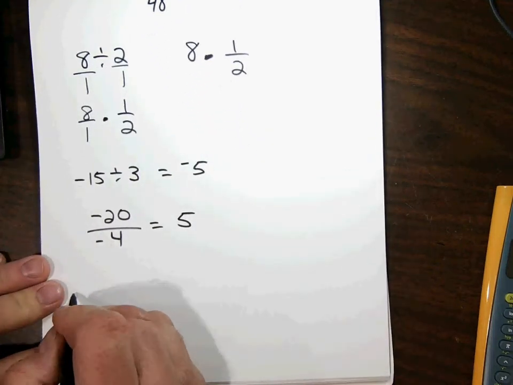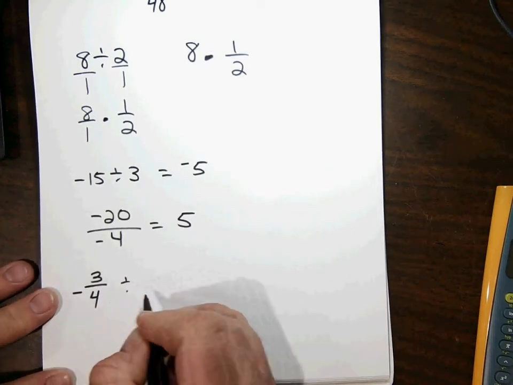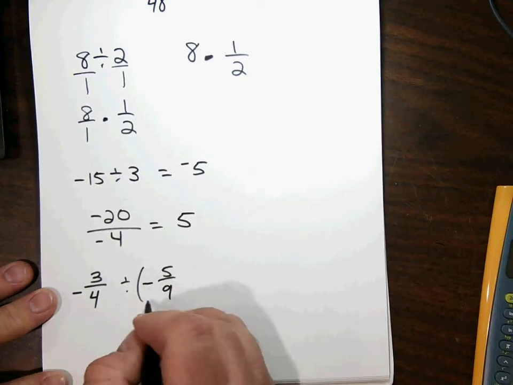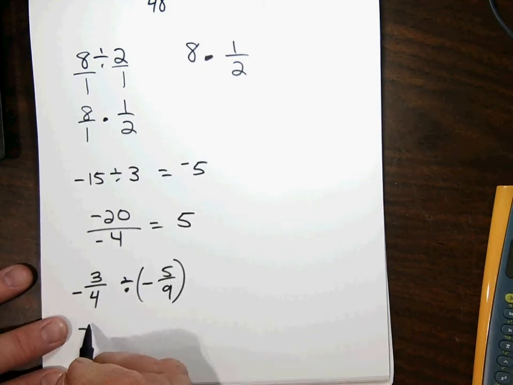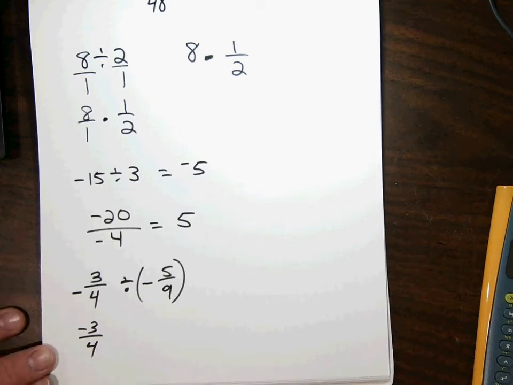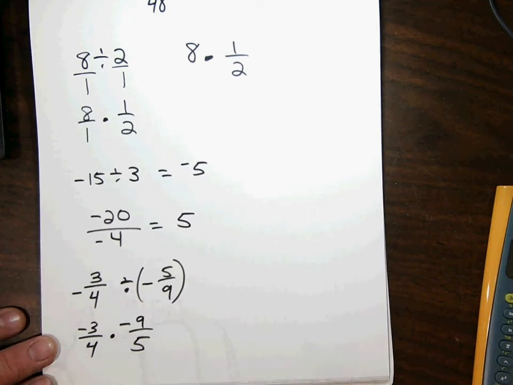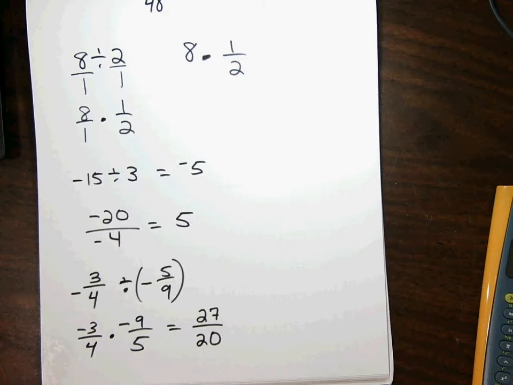Let's throw a fraction in there. Negative in front of the fraction bar, which I don't like. Negative 3/4 divided by negative 5/9. Okay, let's do that. I prefer the negatives up top. I'll just write it like that. Negative 3/4 times negative 9/5. Flip it over. Are there any canceling opportunities here? There aren't, are there? Oh well. Negative 3 times negative 9 is a positive 27. 4 times 5 is a positive 20.